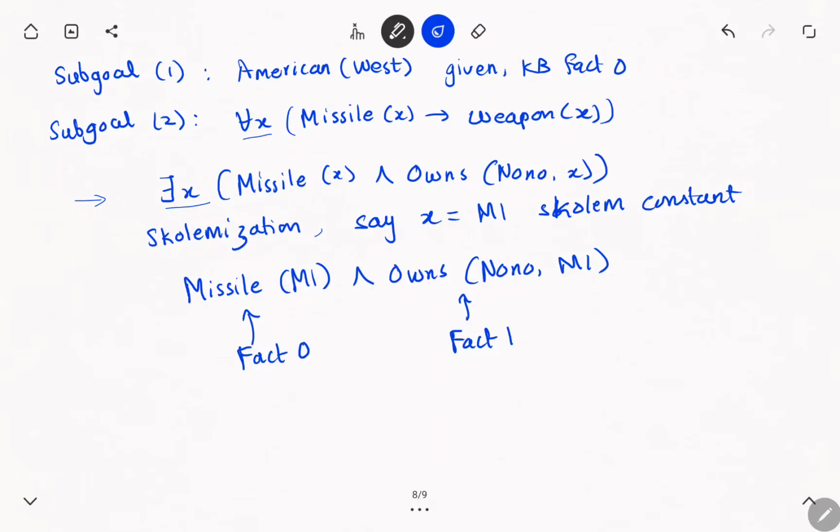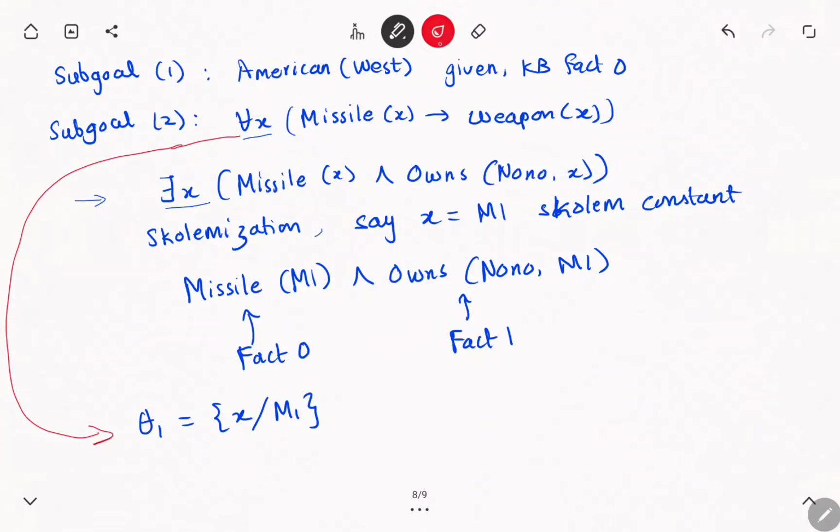Now I can go back to my sub goal 2, and I can say that for all x, Missile(x) implies Weapon(x). In this, I will use a substitution theta 1: x is substituted by M1. In the exam you can write it again and again. So I am coming back to this rule. This is basically substituting x with M1.